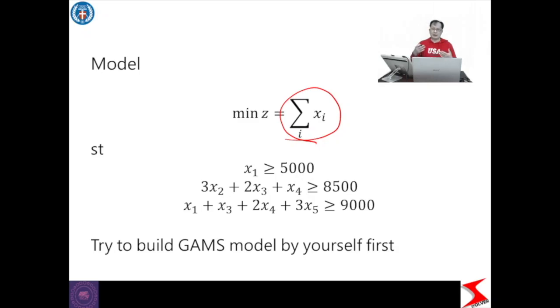And if you have any problems related to the mathematical model for this example, or you don't know how to model in GAMS, you can contact me, and we can communicate to know how you do the mathematical model, or how to solve the problem in GAMS.